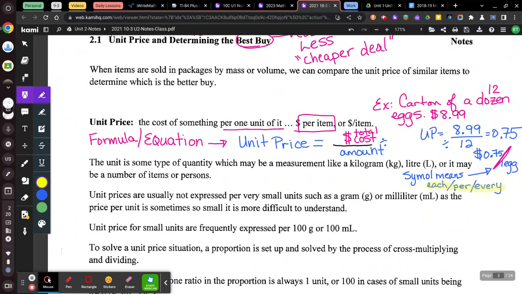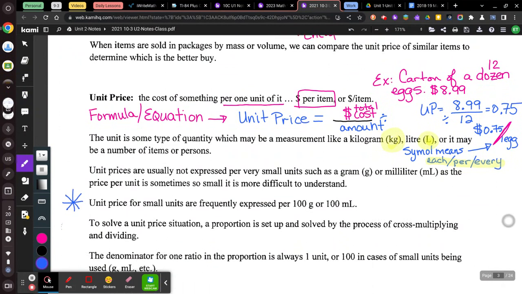So it says the unit price is a type of quantity that can be measured in kilograms or liters, or it may be costed in items per person. So they are not expressed in smaller units. So we use the bigger units. If they're expressed in smaller units, we do it per 100. So this is a super important point about this one. I want you to put it with a star, highlight it.